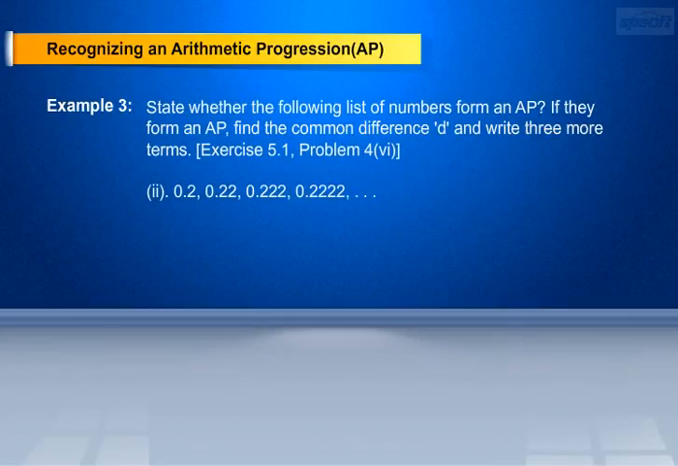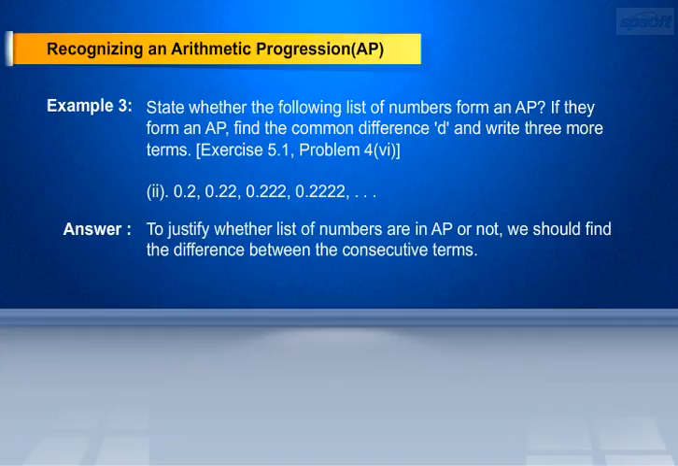Example 3: State whether the following list of numbers form an AP. If they form an AP, find the common difference d, and write 3 more terms. 0.2, 0.22, 0.222, 0.2222, and so on.